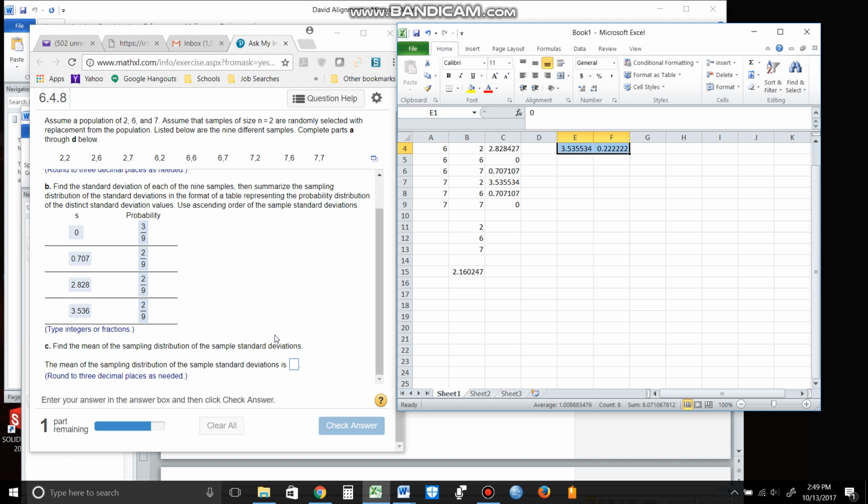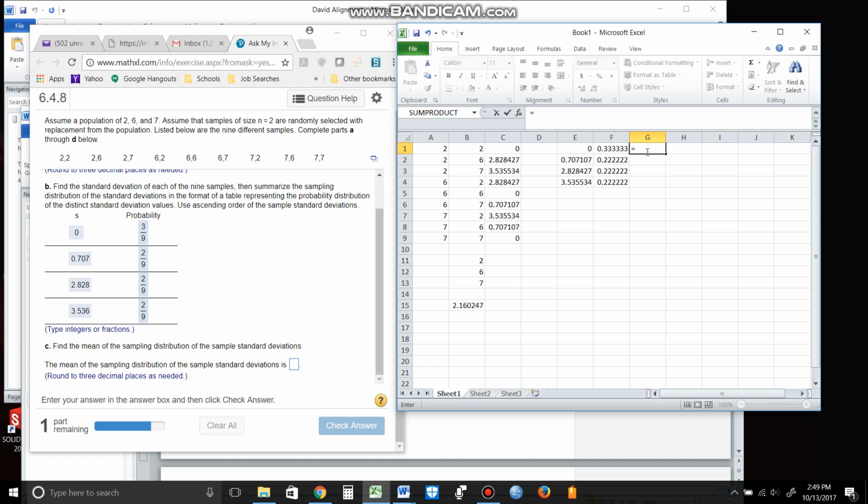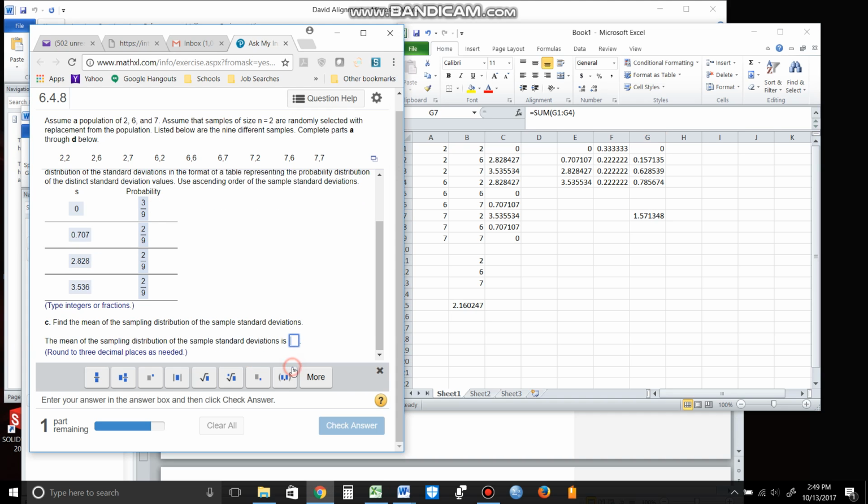Now they want me to find the mean of the sampling distribution of the standard deviations. So now what I need to do is again do an expected value calculation where I multiply each value by its corresponding probability and then add these results up. So let me do that right here. And that gives me 1.571. So the mean of the sampling distribution of the standard deviations to 3 decimal places is 1.571.